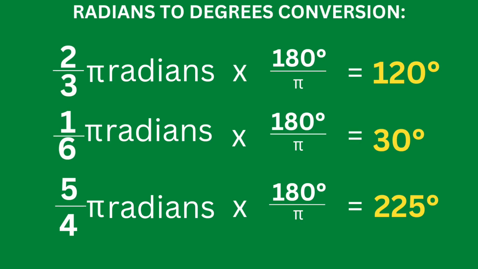Meanwhile, in solving radians to degrees conversion, you simply multiply the given radians by 180 over pi to get its value in degrees. So that's all for our first topic.